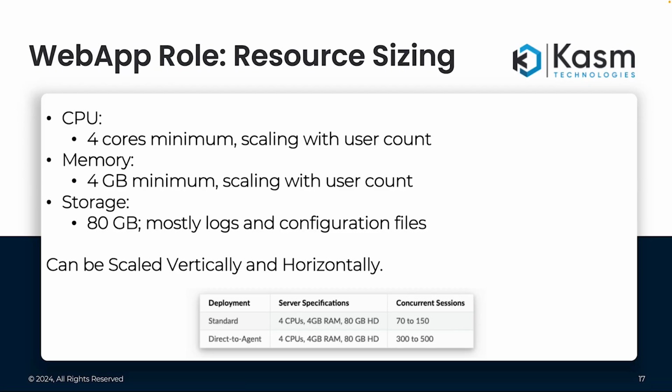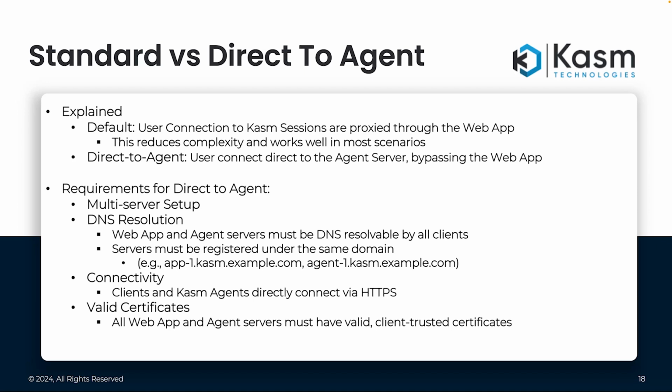And if we do direct to agent, you'll notice that concurrent sessions scales pretty high. Now, what direct to agent is, as we step forward, is basically offloading that traffic so it doesn't actually have to pass through and get proxied through the web app role, right? So in this particular case, with direct to agent, after the user comes in, gets their UI screen, they're authenticated, they select their workspace.